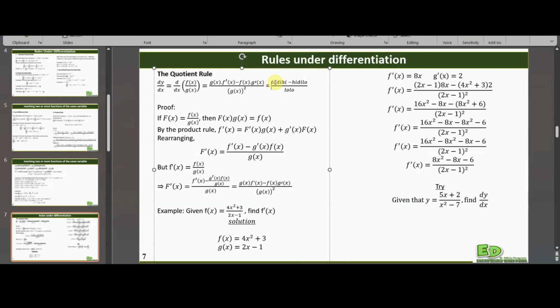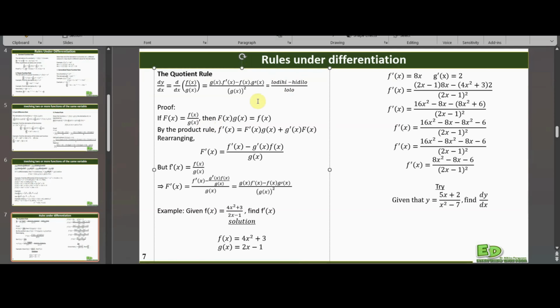Low means the lower term. D high means differentiate the higher term, right? So keep the lower term, multiply it by the differential of the higher term, minus high d low simply means that keep the higher term, which is probably your numerator, multiply it by the differential of the lower term, so the d low, which is the differential of your denominator, then your denominator all squared.